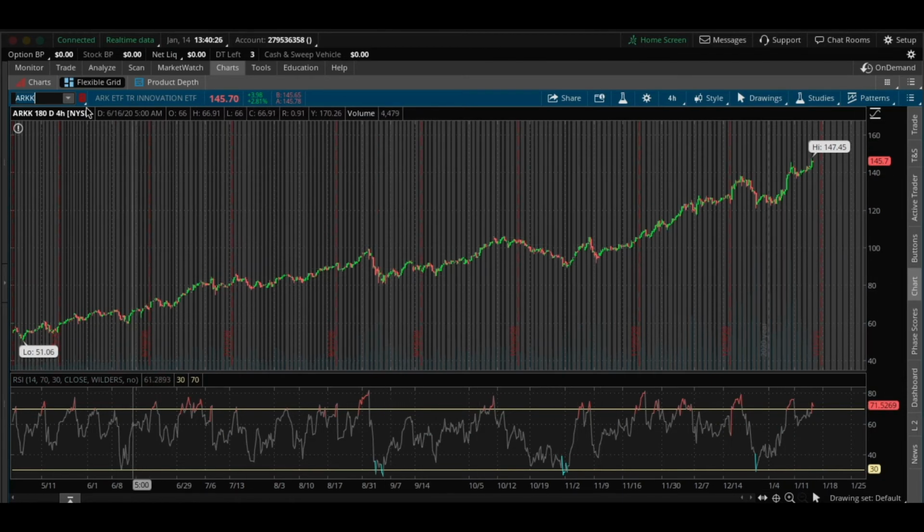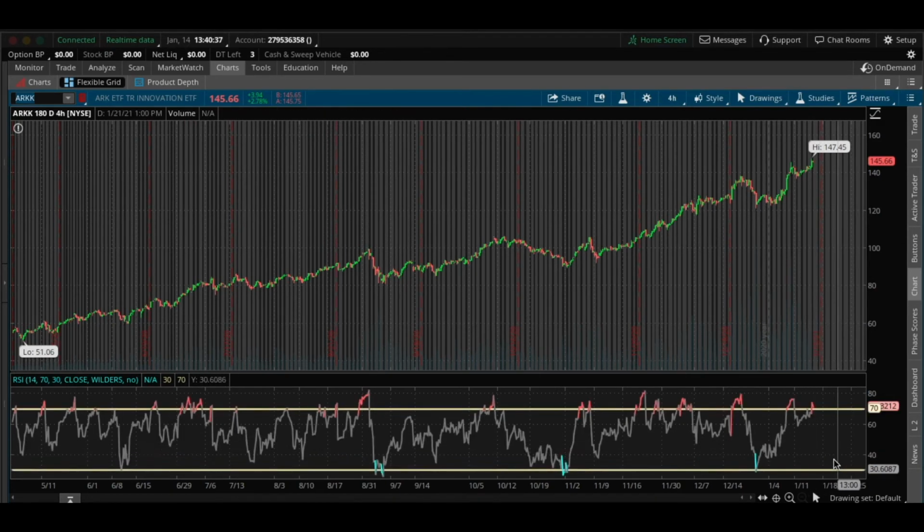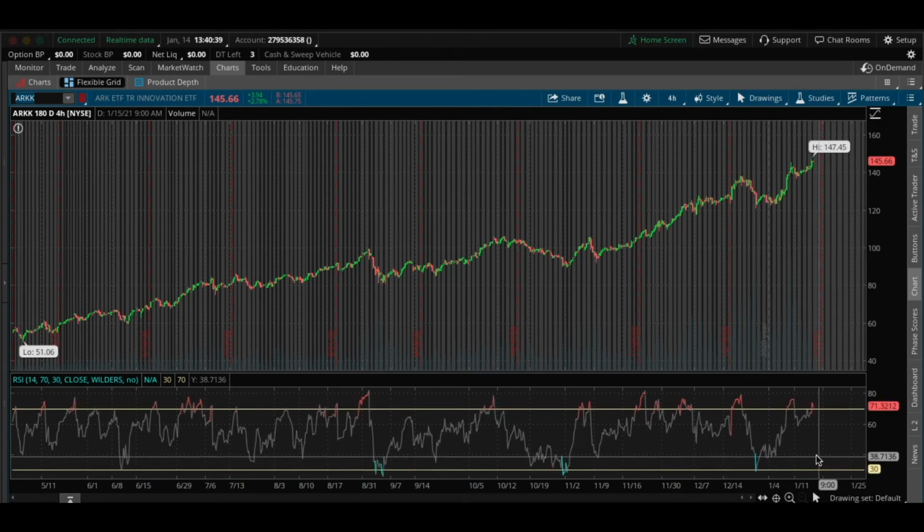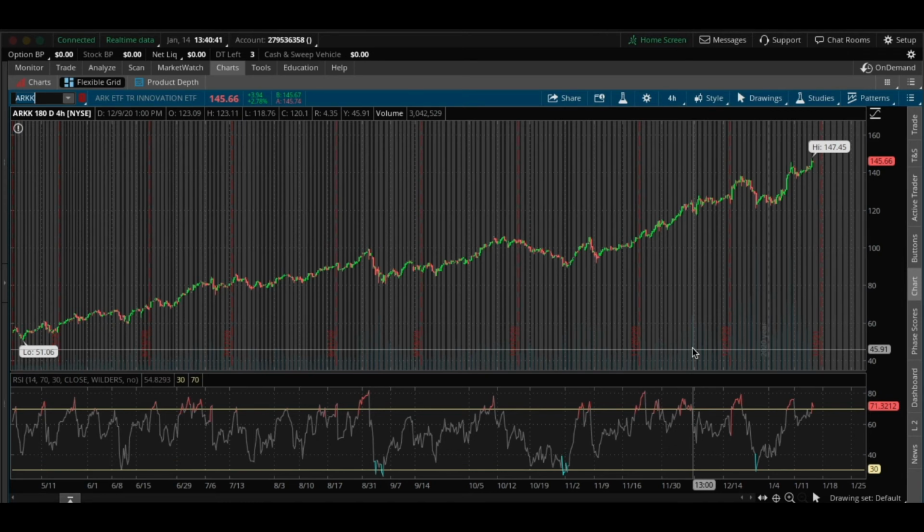Right here, you can see ARKK is overbought. It's at $147, and I wouldn't really be buying here. I would wait for this pullback until it becomes near the undervalued territory. And this is very, very useful, especially for beginners if you don't know anything about the stock market, because this one indicator can save you a lot of money and kind of give you an idea on whether or not you should hop into a trade.